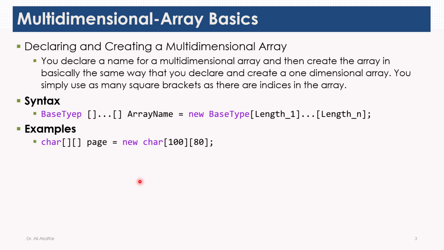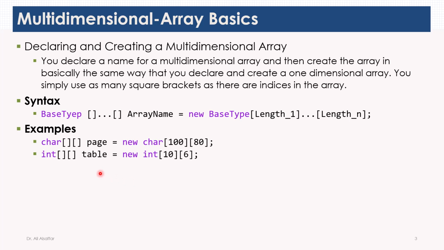Here are some examples. Here we have an array of two dimensions of type char. The first dimension is 100 and the second dimension is 80. So this is a two-dimensional array, and you can visualize it in a tabular form, where this dimension is the number of rows and this dimension is the number of columns. So here we have 100 rows and 80 columns.